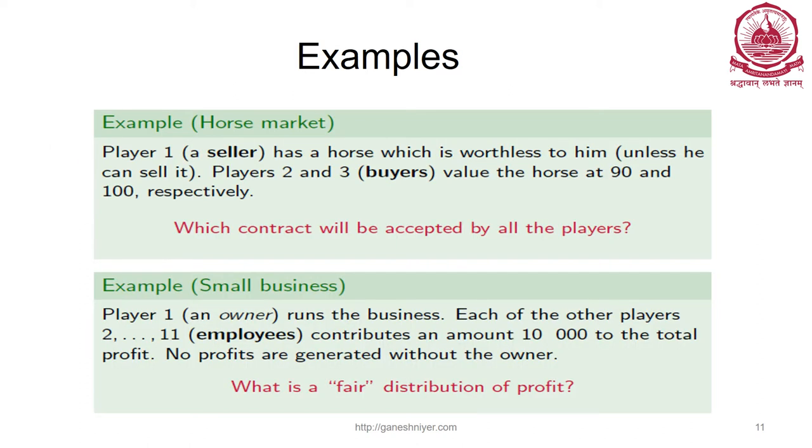Take an example: one seller and two buyers in a horse market. For the seller, the horse is worthless to him unless he can sell it. Players 2 and 3 value the horse at 90 and 100 units respectively. Which contract will be accepted by all the players? Another one is an owner of a business. Each of the other players contributes an amount of 10,000 to the total profit. No profits are generated without the owner. What is a fair distribution of the profit?